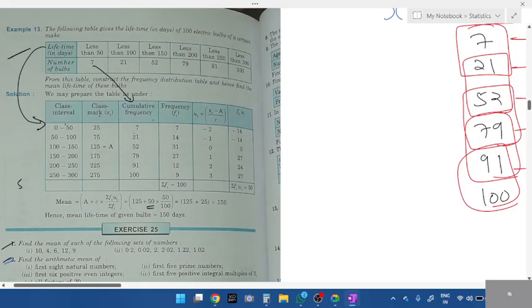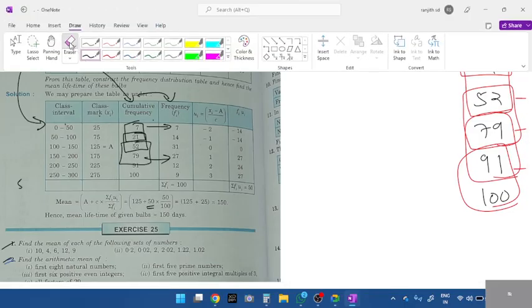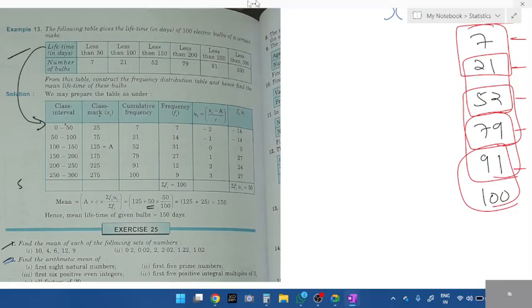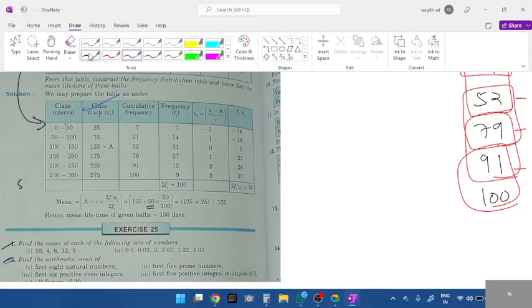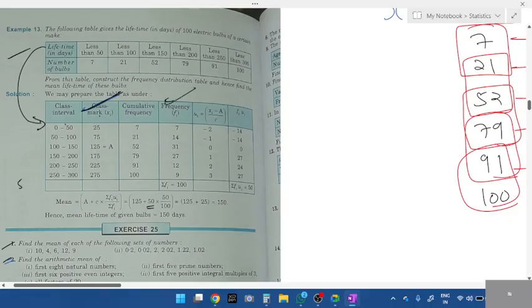Cumulative frequency: we don't need cumulative frequency, convert it into frequency. What have they done, added or subtracted? How did you get 14 students? 21 minus 7 is 14. How do you get 31? 52 minus 21 is 31. 79 minus 52 is 27. Understood, all of you? Then we need only class marks, CI and frequency. Look, I'm going to mark what we need for calculation. These two are not required.